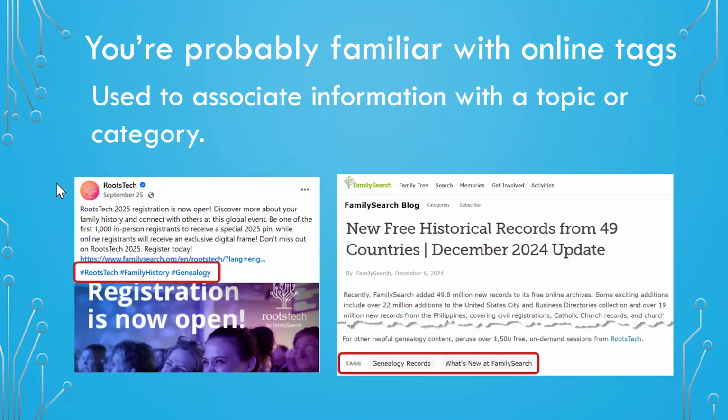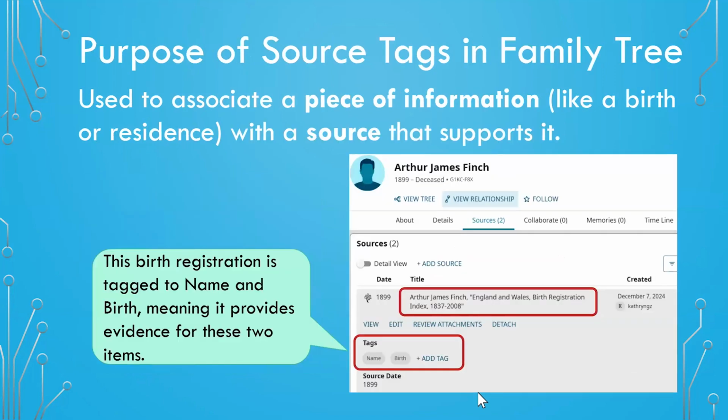This is a screenshot of a Facebook post by Roots Tech. And notice that they have hashtagged their post with the topics of Roots Tech, family history, and genealogy. And then here's another example from the FamilySearch blog. Notice that they have categorized this particular article as dealing with genealogy records and the topic of what's new in FamilySearch. Well, the concept of source tags is similar to generic tags used all over the web.